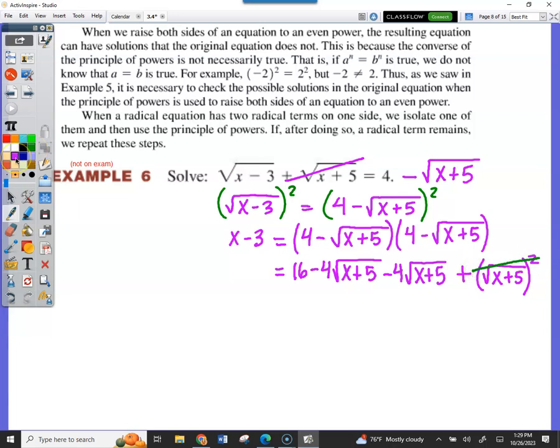Now, what do you notice right here? They've got the same radical. So this is 16 minus 8 square root of x plus 5, and then this would just be plus x plus 5. Now I can do 16 plus 5.